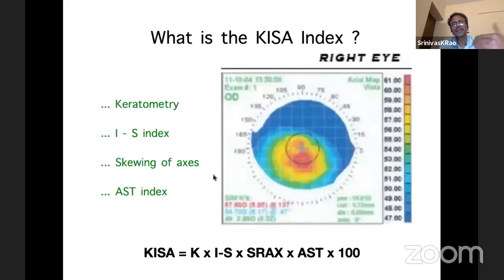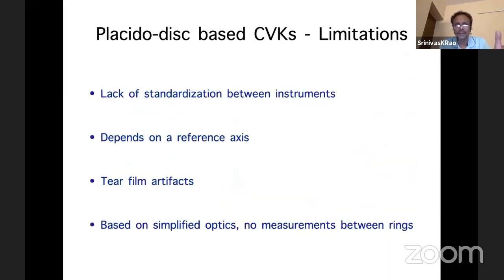And Rabinowitz came up with an evolution of his design. He called it the KISA index. K stands for keratometry, I minus S is what I already told you, and SRAX is what I told you before, which is the skewing of the axis. The regular astigmatism index is given by K1 minus K2, the two keratometric values that you get. You put all of this together and come up with one number. If this number is less than 60, it is believed to be normal. If it is more than 100, it is believed to be abnormal. And between 60 and 100, it's thought to be suspicious. So that is how these automated indices work.